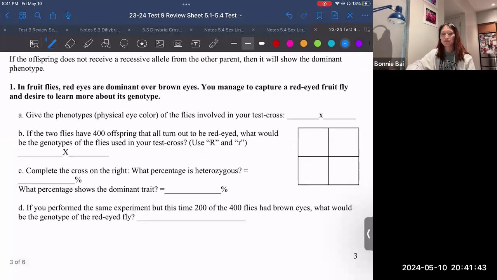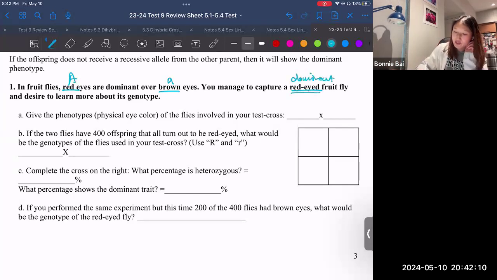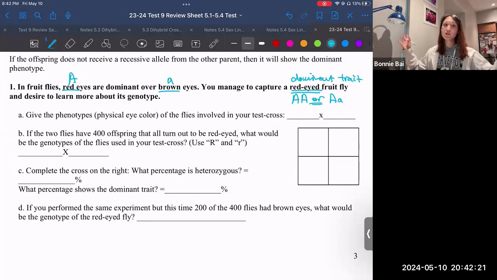All right, let's look at questions. We're going to change color. Okay, it says in fruit flies, red eye is dominant over brown eyes. Let's assign some letters. Let's make red eye big A, brown eye little a, right? Dominant over, so brown is the recessive. You managed to capture a red eye fruit fly. All we know is that this fruit fly is showing the dominant trait, right? But what we don't know is the actual genotype. The genotype could be big A, big A, or it could be big A, little a. Which one is it? Again, we don't know.